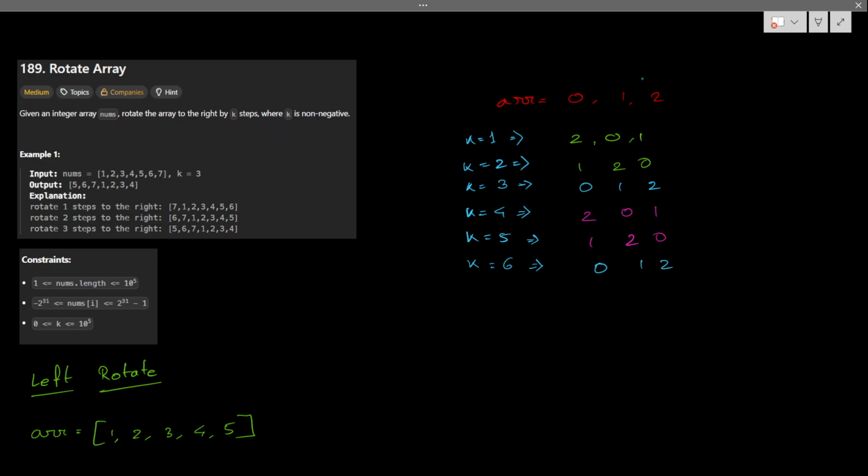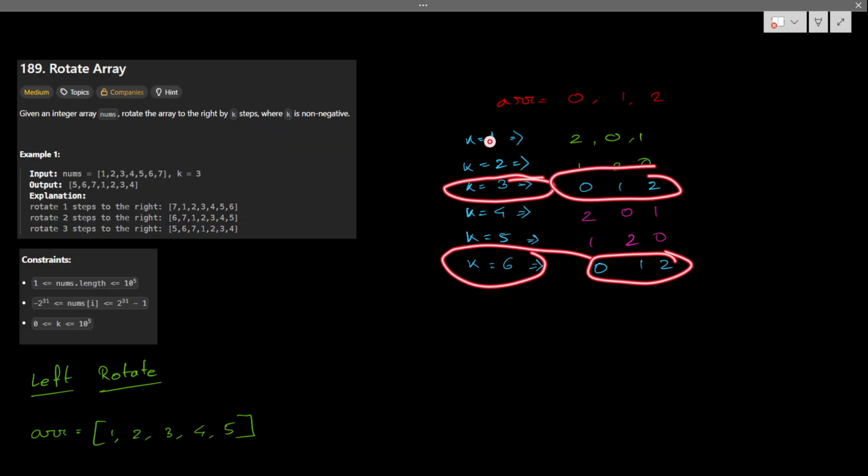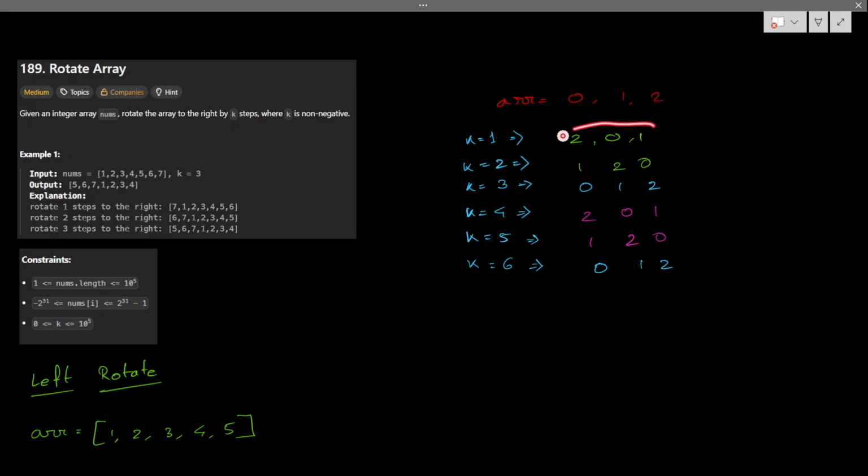Now see this. Whenever k is a multiple of 3, it is the same pattern, 0, 1, 2. When k is 1, we get 2, 0, 1, and this pattern comes again at k equals 4. What could be the relation between them? And we can also say k equals 0 is no rotation.